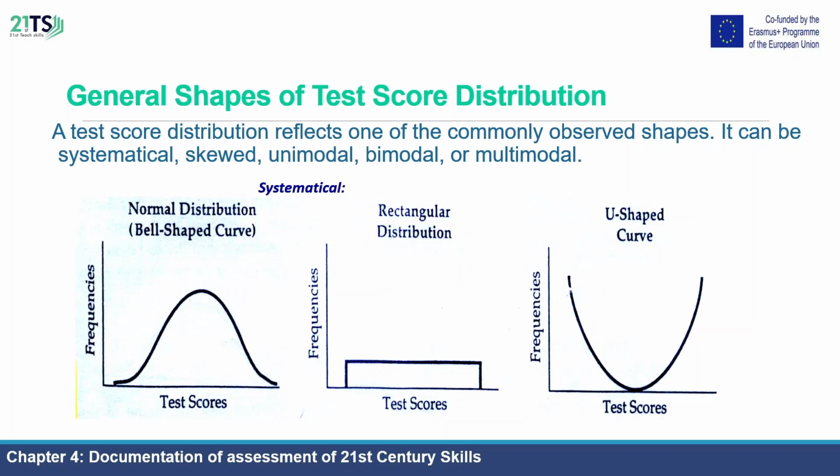One group falls below the mean and the other group falls higher than the mean. When the test scores fall into a U-shaped curve, it shows us that the performance of the students is separated into two different groups. One group falls below the mean and the other group scores higher than the mean.